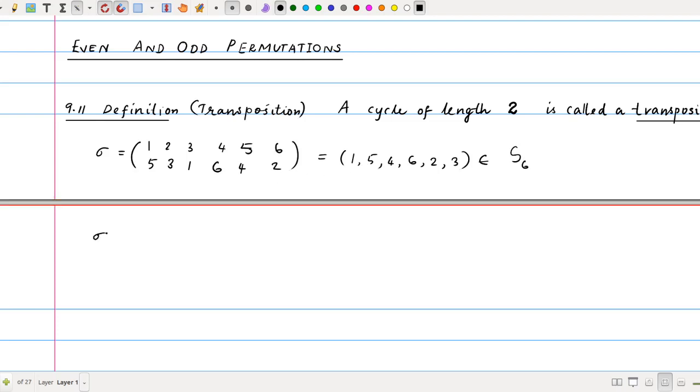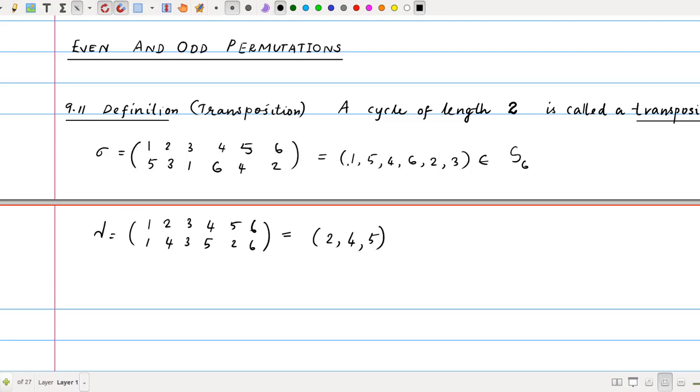Similarly, we can write another permutation gamma on 1, 2, 3, 4, 5, 6. Here 1 goes to 1, 2 goes to 4, 4 goes to 5, and 5 goes to 2 itself. Then 3 and 6 are fixed. Then you write this as a cycle: since 1 is fixed, we start with 2. 2 goes to 4, 4 goes to 5, and 5 goes to 2. So this completes one cycle, and all other symbols are fixed: 1 goes to 1, 3 goes to 3, 6 goes to 6. So this gamma is an element of S6, called a cycle of length 3.